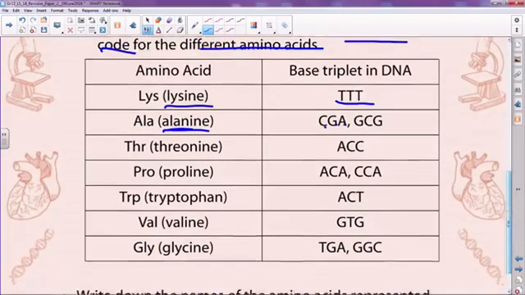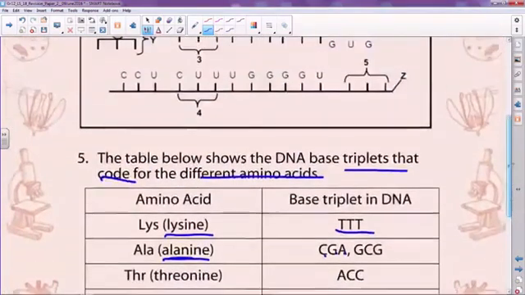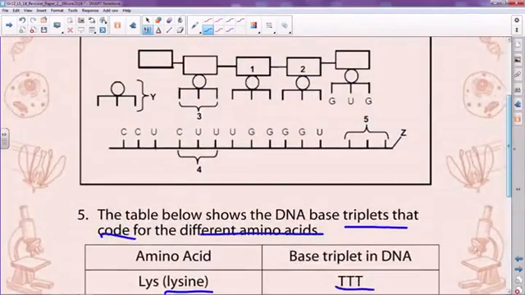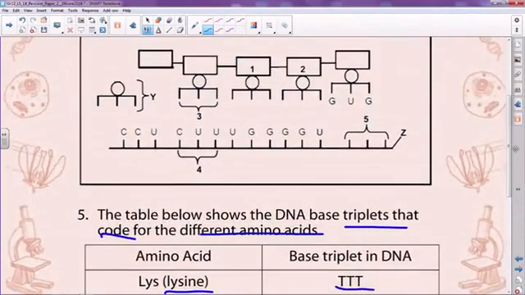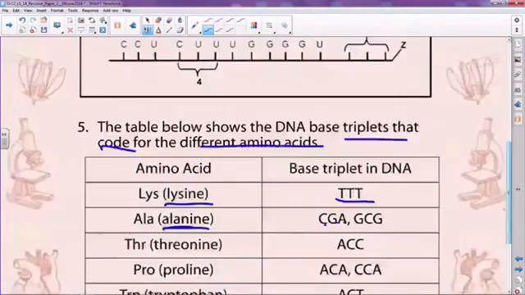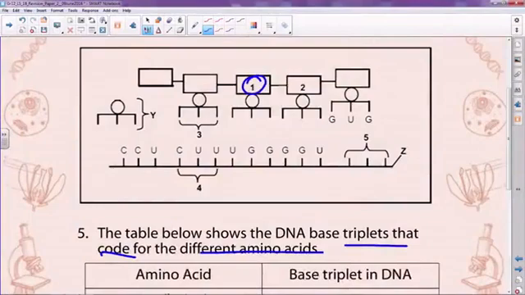So the question that I'm going to give you here is write down the name of the amino acid represented by 1 and 5. So name number 1 and 5. So let's see. Make 100% sure it's 1 and 5. There's 1, so we're having a look at that one. And 5, we're having a look at that one.